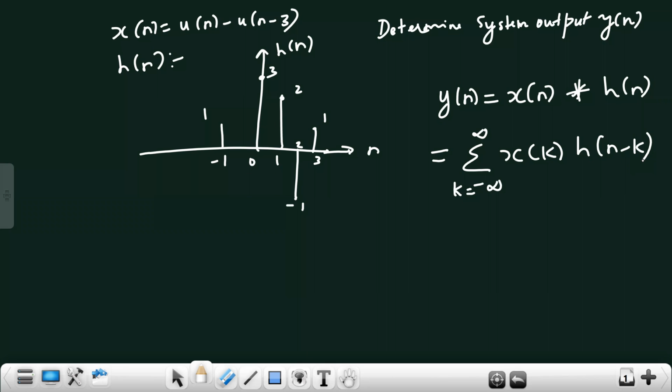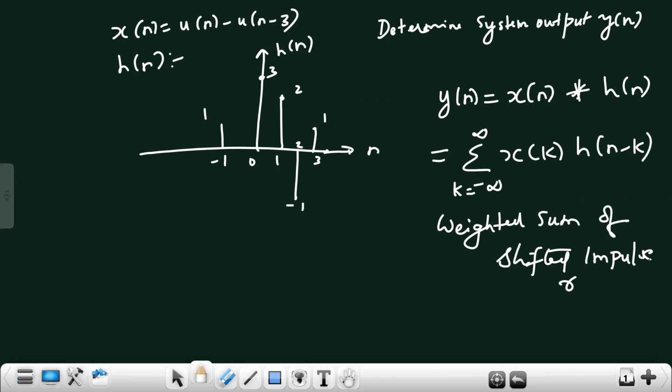Okay, so you need to find the output y of n by using x of n and h of n. x of n is the input of the system and h of n is the impulse response. So you have to find the output by using the convolution sum. The convolution sum is defined by the equation sigma k equal to minus infinity to infinity x of k into h of n minus k. And this is called the weighted sum of shifted impulse response, as we have discussed in the last class.